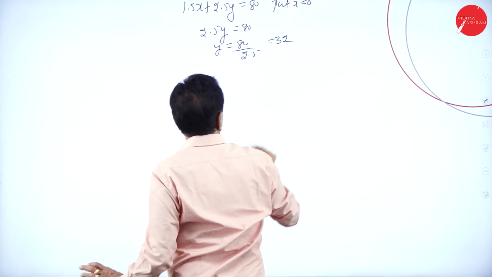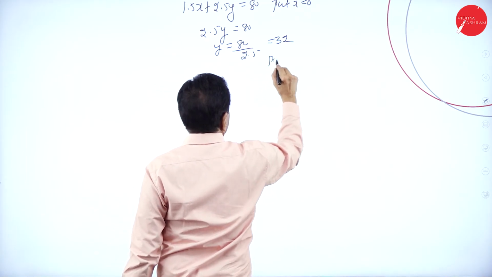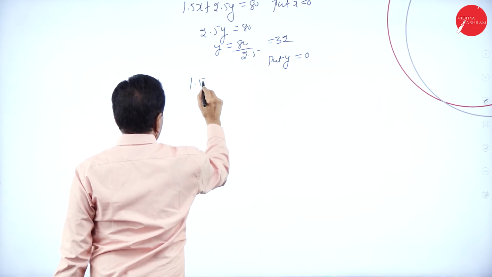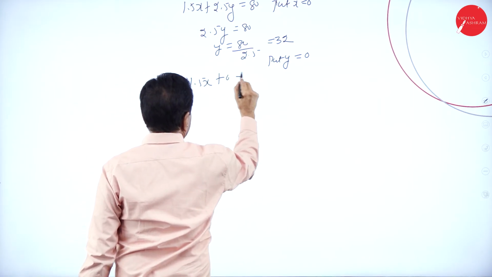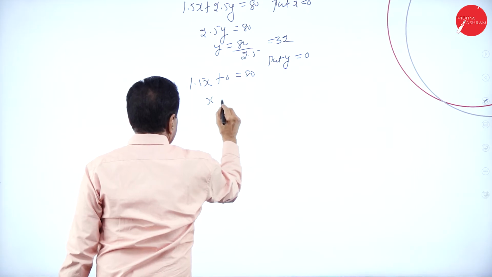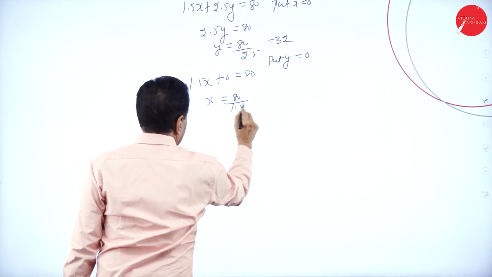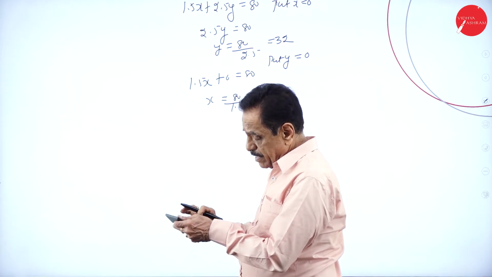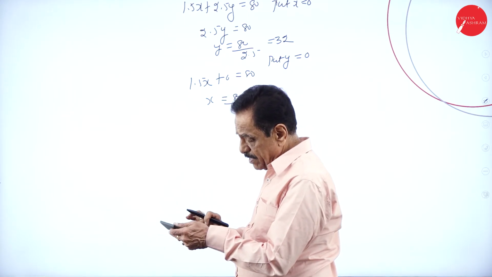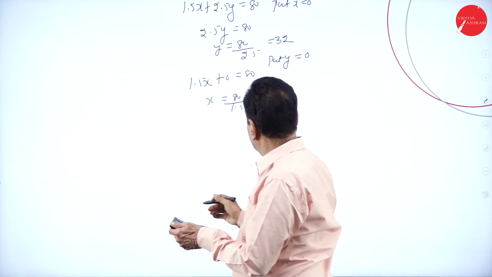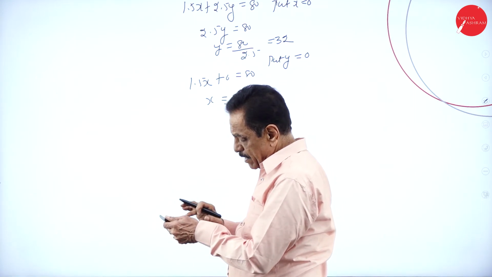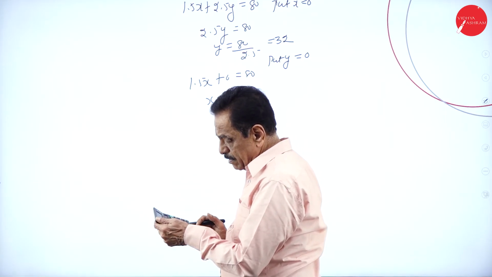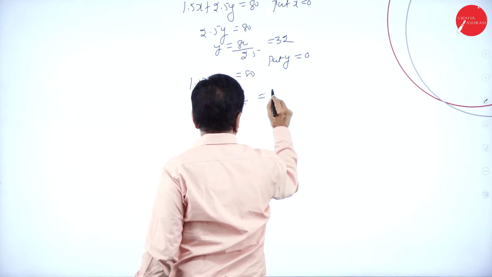Put y is equal to 0. So 1.5x plus 0 is equal to 80, and x is equal to 80 divided by 1.5, which is 53.33.